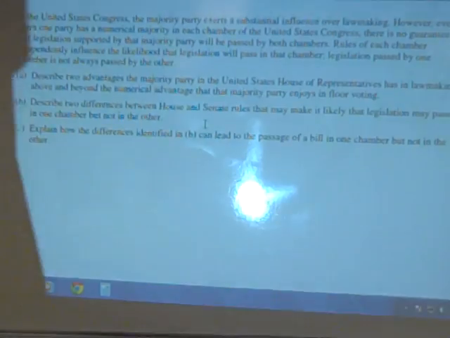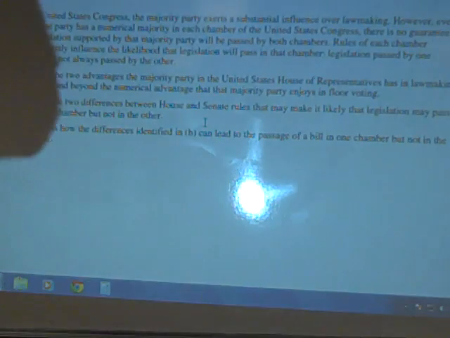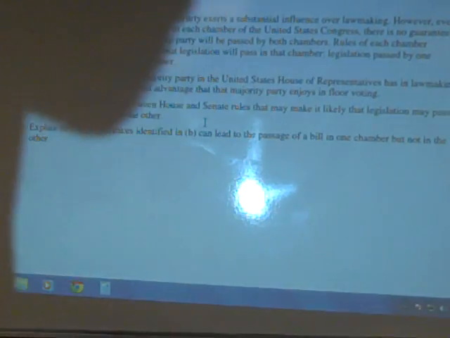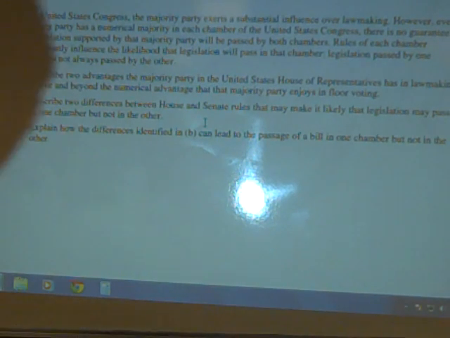Well, they get to pick the leaders of the committees. They get to have a majority on all the committees. There's 2. The majority party gets to pick the speaker in the House. They get to pick the majority leader in the Senate. So they choose the leadership, right?